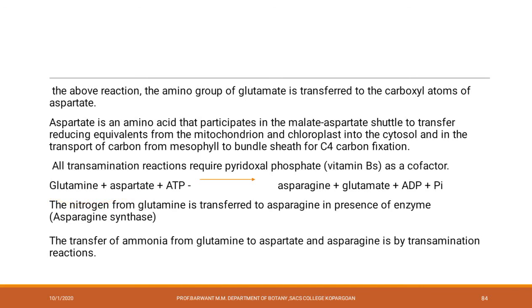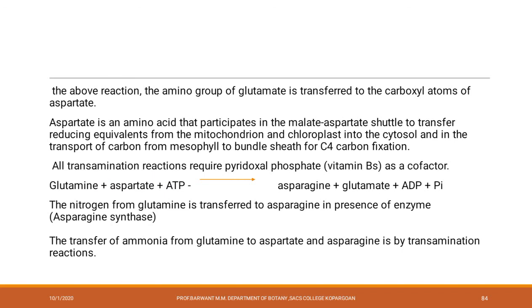All transamination reactions require pyridoxal phosphate as a cofactor. Let's say glutamine plus aspartate plus ATP gives asparagine, glutamate, ADP plus Pi. The nitrogen from glutamine is transferred to form asparagine in the presence of the enzyme asparagine synthetase. This is the transfer of ammonia from glutamate to aspartate and asparagine by transamination reactions. Those are the two concepts I have explained.